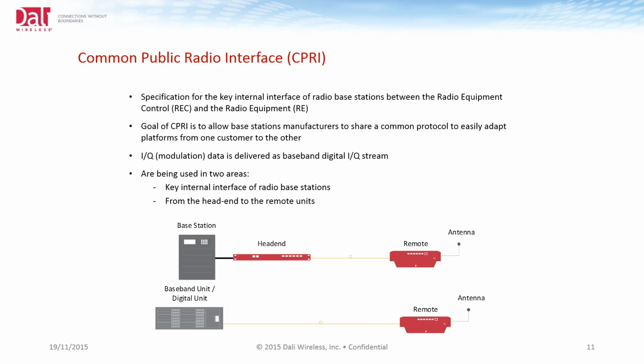IQ modulation data is delivered as a baseband digital IQ stream, and I won't get into the technology here, but basically we have packet data that we send to the remote. And at the remote end, that digital data is used to feed a modulator, which essentially converts this into RF, which is then connected to the antenna. CPRI is used in the internal interface of radio base stations. But more importantly, and the key part of this, it's used from the head end or the baseband unit or the digital unit to the remote unit. And remote radio heads are a way of providing the analog portion of a base station separate from the digital portion.